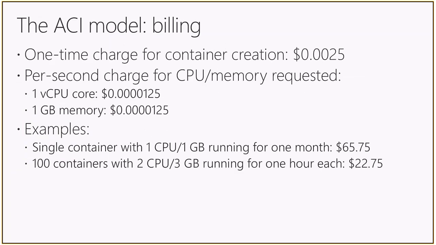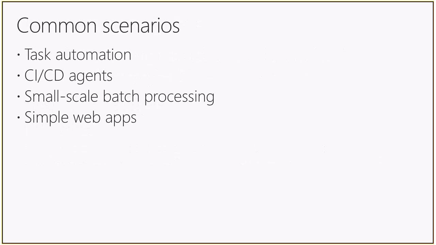Okay, what are the common scenarios? A common scenario is task automation. So basically what you can do is, let's say you want to run a task that runs for a short while, maybe 30 minutes to an hour every day, or at a certain time, or maybe in certain scenarios. You can run those tasks using these Azure Container Instances. Start a container, run that task. When that task is finished, you delete the container and move on.